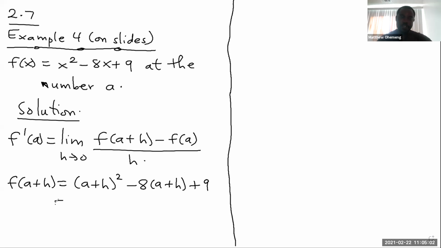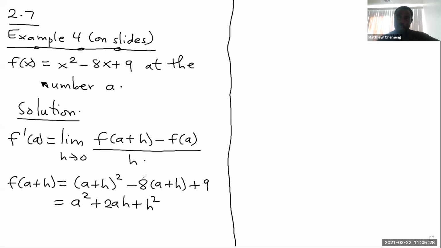So let's try and simplify this, right? For this one, if you multiply this out, you can use the FOIL technique, or you can use the fact that this is the square of a binomial. For the square of a binomial, what you have to do is just square the first term, so that would be a squared, plus 2 multiplied by the two terms, so that would be a and h, and then plus the square of the last term, right? So that's a very fast way of doing this.